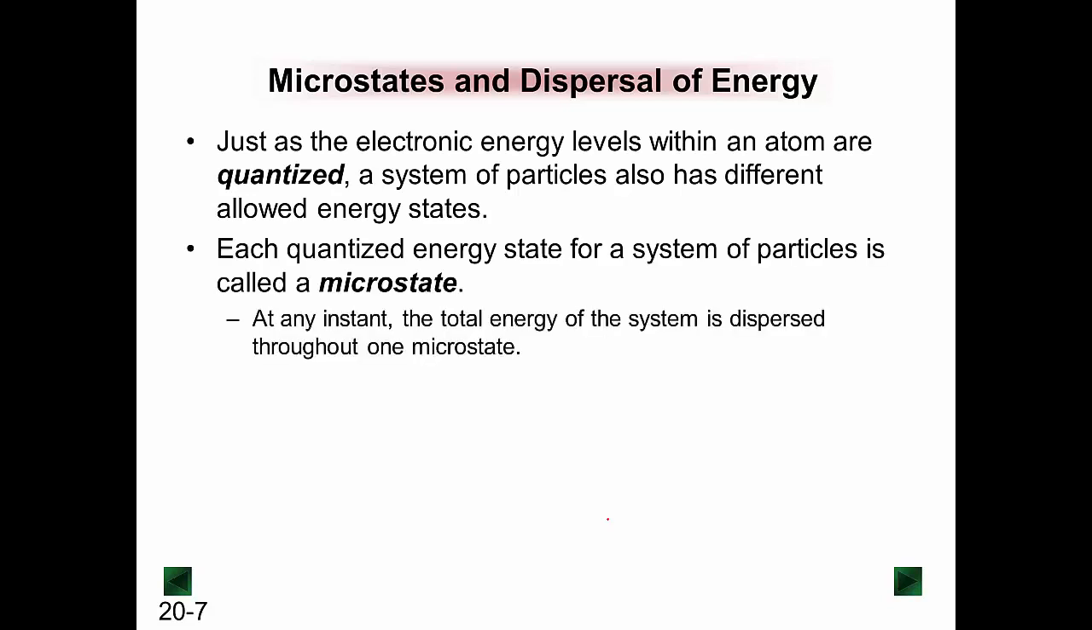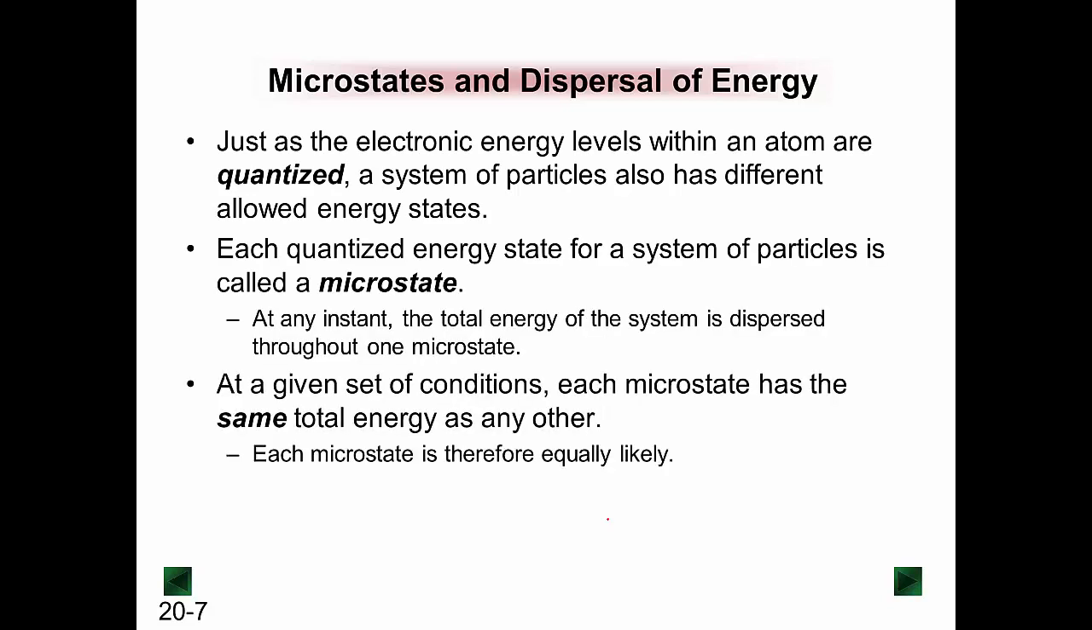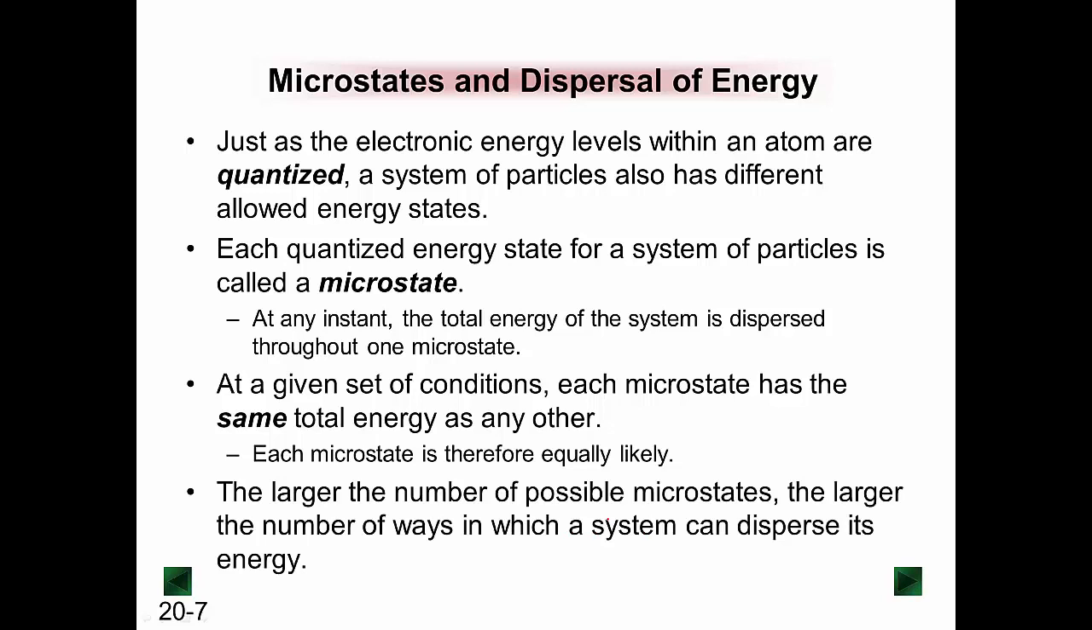Now, where we're going with this freedom of motion and relationship to energy, we want to go through this concept of microstates. Just like we have electronic energies in an atom, we can describe them as quantized energy levels. A system of particles also has what are known as allowed energy states, and this allowed energy state for a system of particles is referred to as a microstate.